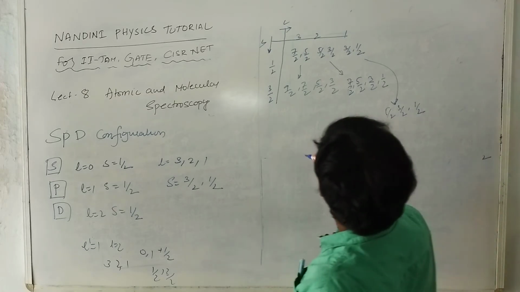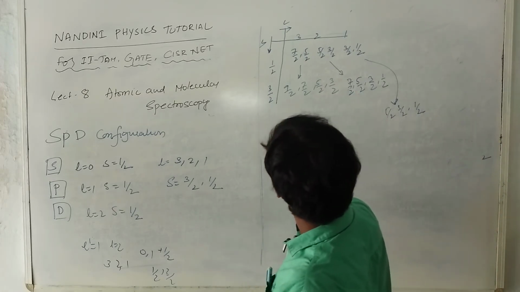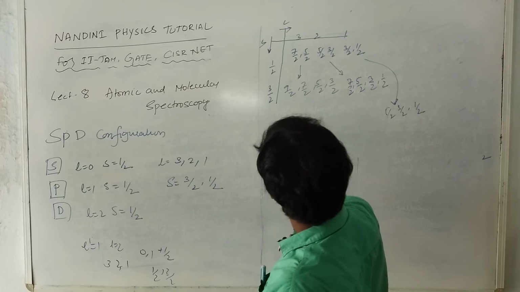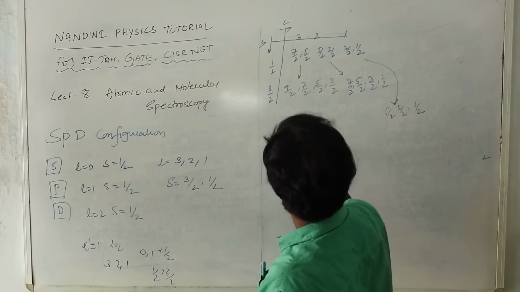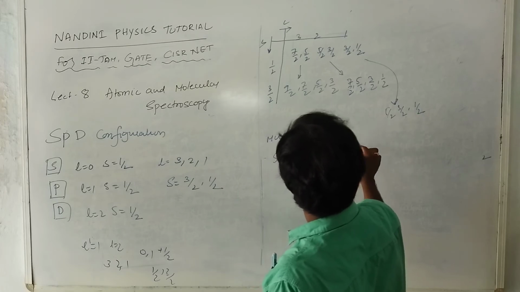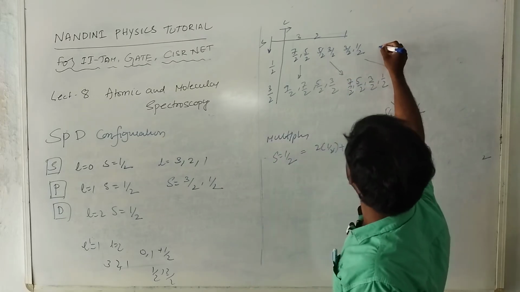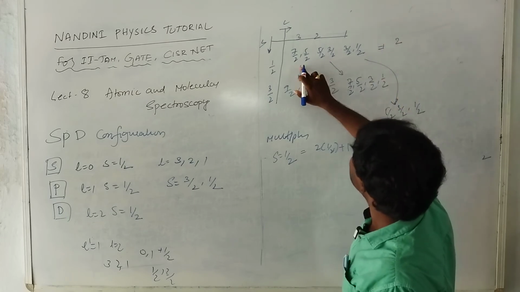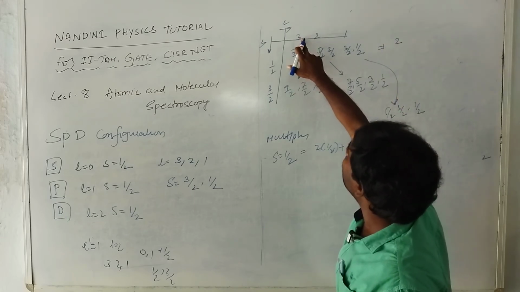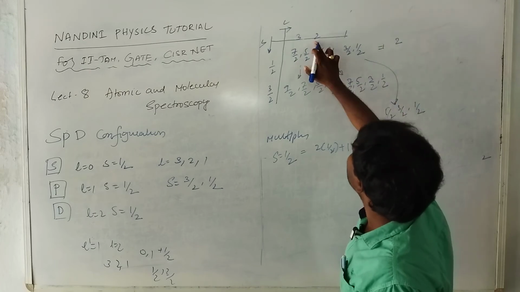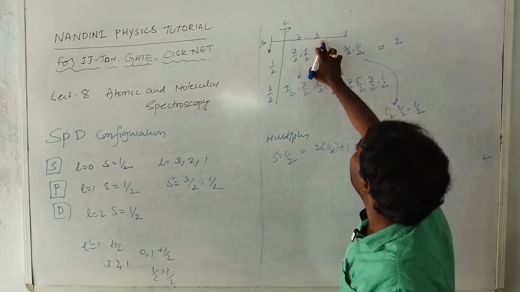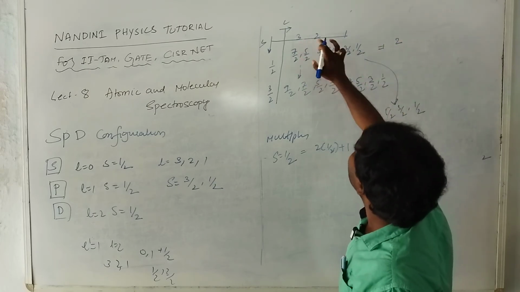Right. So how to write this? Right now, multiplicity. Multiplicity, S is 1, half. So 2 into half plus 1, so this is nothing but 2 will be cancelled, 2. So these are all doublets. So that's why you will write 2 times of this, which represents 3. L is equal to 3 means it is an F state, F, D, P.